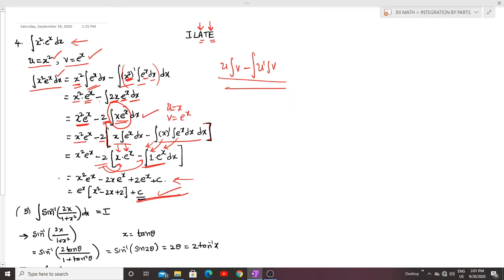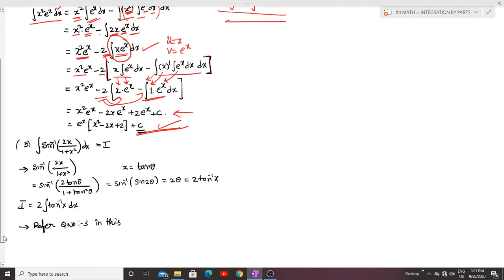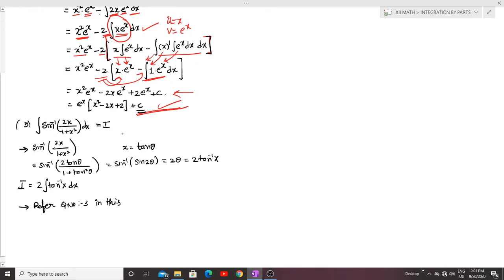Next, fifth question. Integration of sin inverse of 2x by 1 plus x square into dx into I. This one you should not apply by parts, or else you should not apply substitution method directly. Directly we cannot do. This requires the simplification before integrating by using by parts.